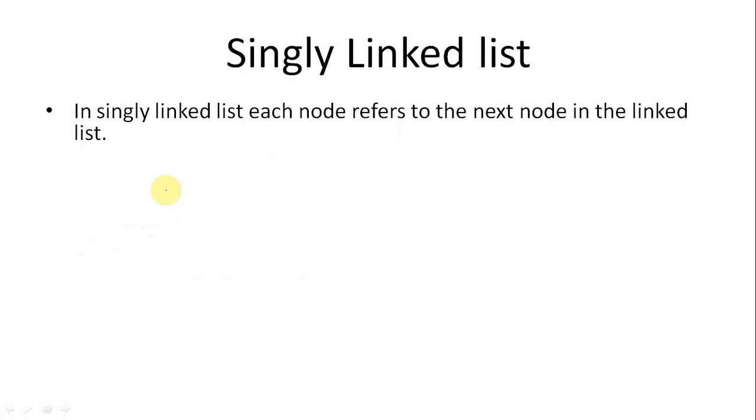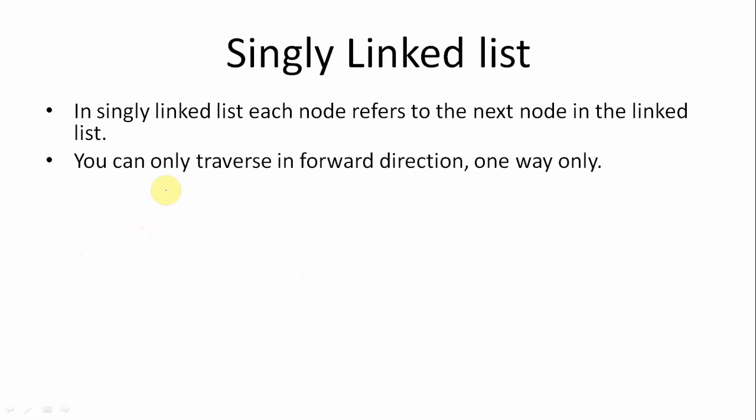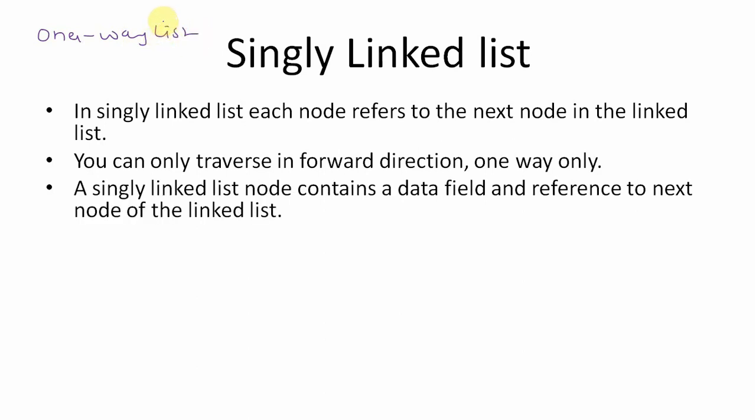Now, what is a singly linked list? In singly linked list, each node refers to the next node in the list. Means the node contains only a single reference. You can only traverse in the forward direction, one way only. So this singly linked list is known as one-way list also. A singly linked list node contains a data field and a reference to the next node of the linked list.